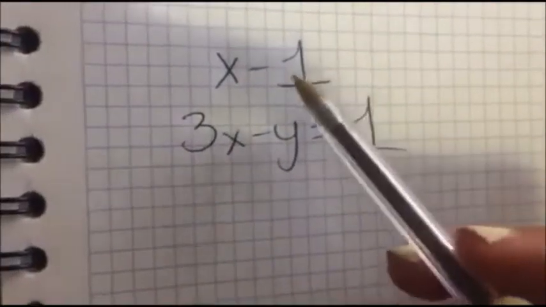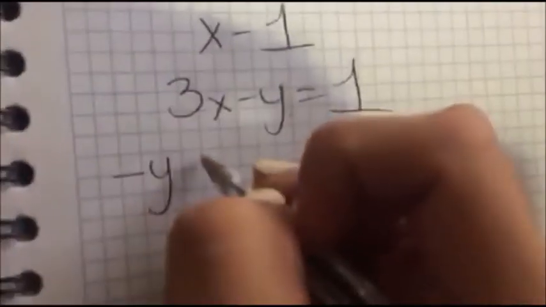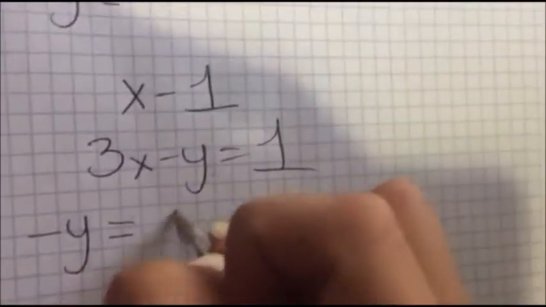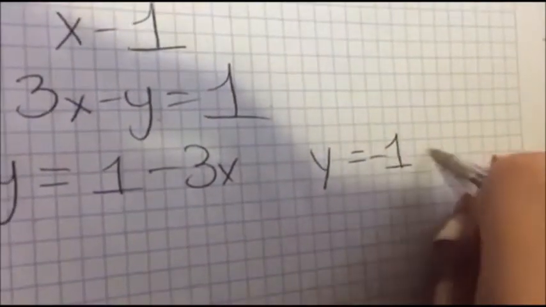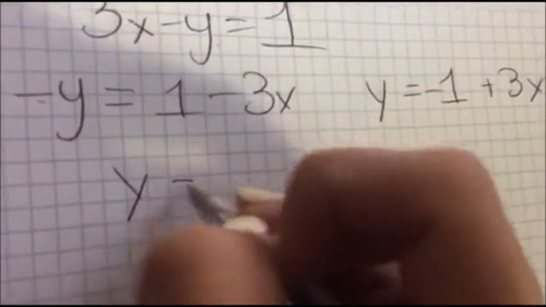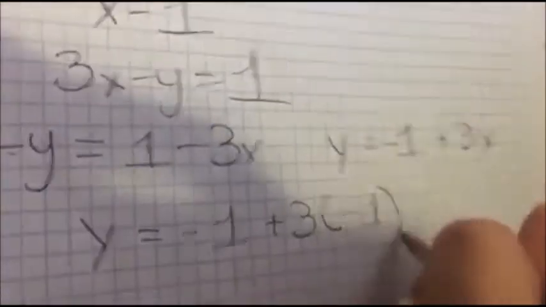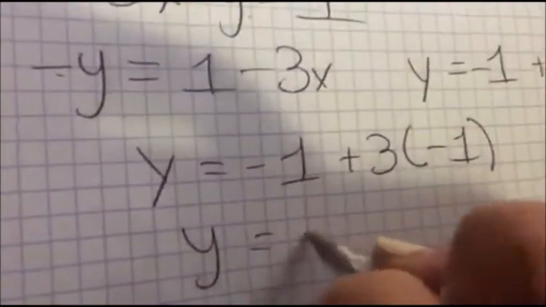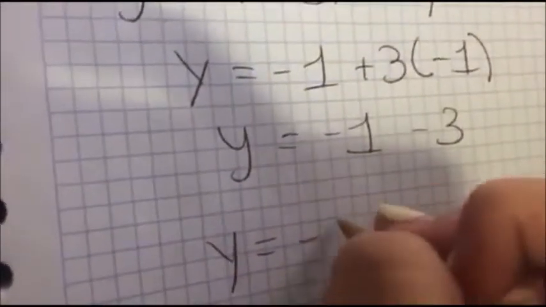Now that we have the value of x, we need to leave the y alone. So we will leave it alone. y equals 1 minus 3x, but since this is negative, we will do the same thing. We will change the signs. y equals minus 1 plus 3x. This will make things easier. So now we have y equals minus 1 plus 3 times minus 1. That is x. That is our result. So y will be equal to minus 1 minus 3, and y will be equal to minus 4.